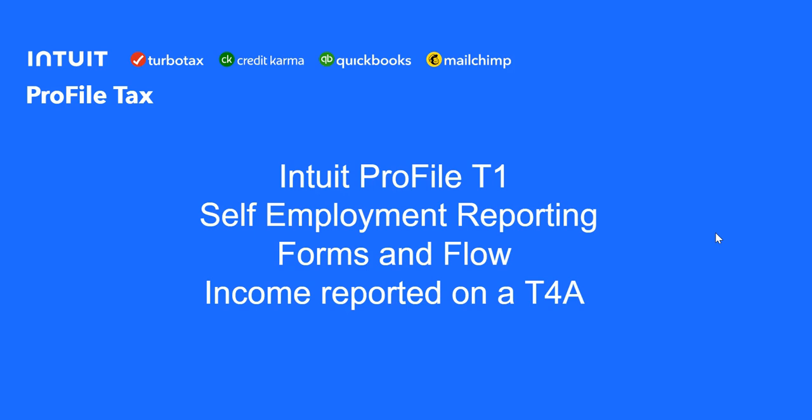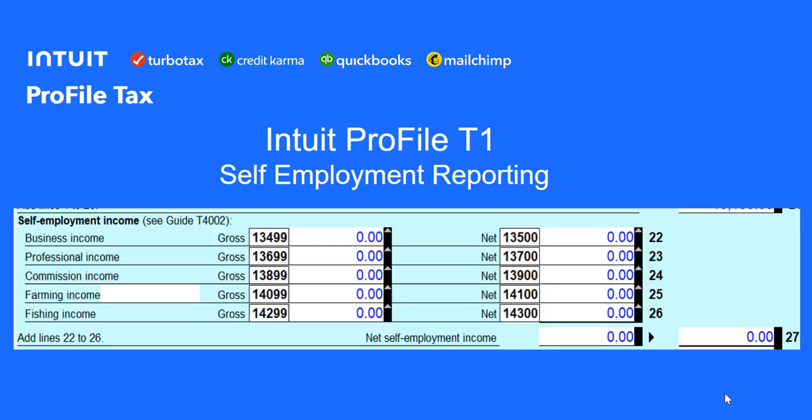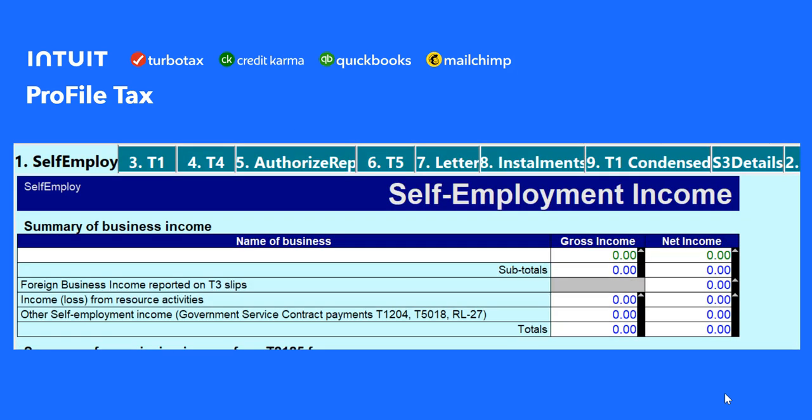In this video, we're going to look at income reported on T4A, self-employment income, and how that flows from the slip screen to the return. So we'll be looking at income in the self-employment section. I'm going to also show the profile worksheet. It's just a form that summarizes all the self-employed income on a return. It's just for the preparer. It is not submitted to CRA.